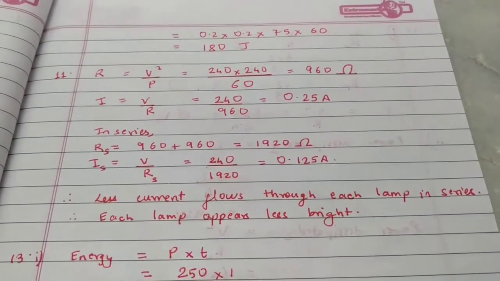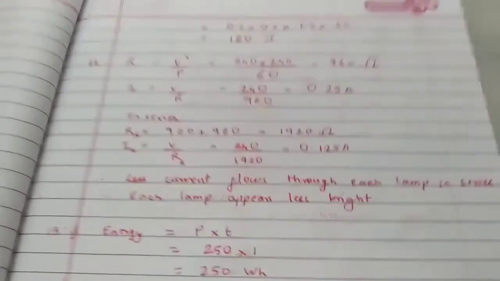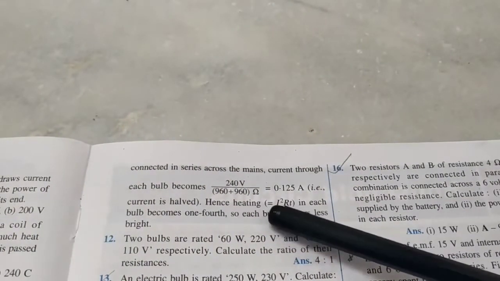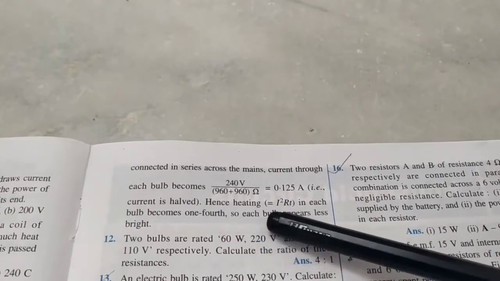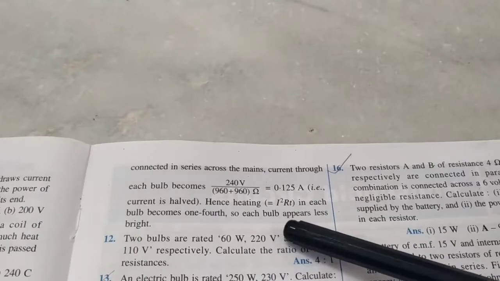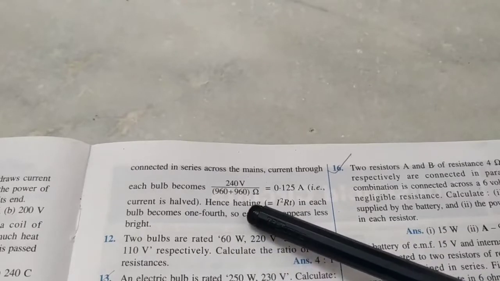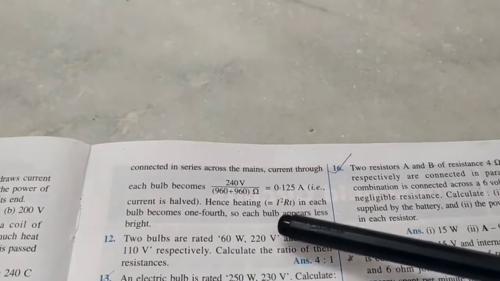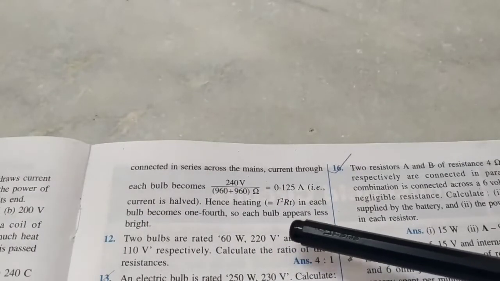If you wish, you can further explain that as the current is halved and the heat energy or the light produced is directly proportional to the square of current, that means the bulb will appear less bright because the heating effect is just 1/4 of what it was earlier. But it is not necessary for you to explain so much.